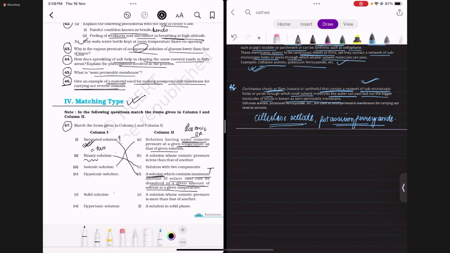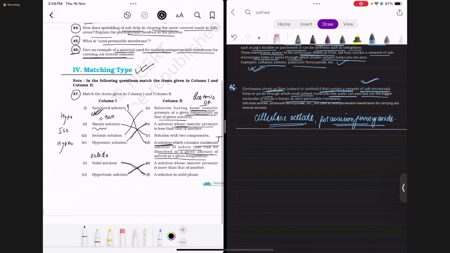Hypotonic solution, isotonic, hypotonic and hypertonic. So hypo आता है पहले, then iso, then hyper. तो hypo में जो osmotic pressure होगा, a solution whose osmotic pressure is less than that of another. Hypertonic में जो osmotic pressure होगा, that will be more than that of another. And solid solution will be a solution in solid phase.